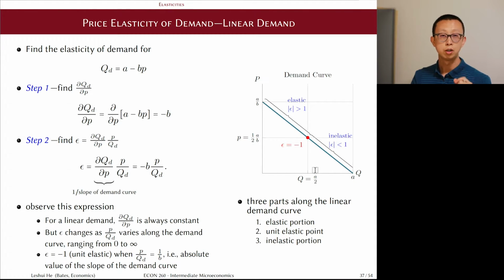And moreover, we can also derive from our previous argument that because the absolute value of the elasticity is rising from 0 all the way up to infinity as we travel along this demand curve upwards, what happens is that below the unit elastic point, we're going to have an elasticity that is less than 1. And when we move above this unit elastic point, the absolute value of the elasticity is going to be greater than 1.